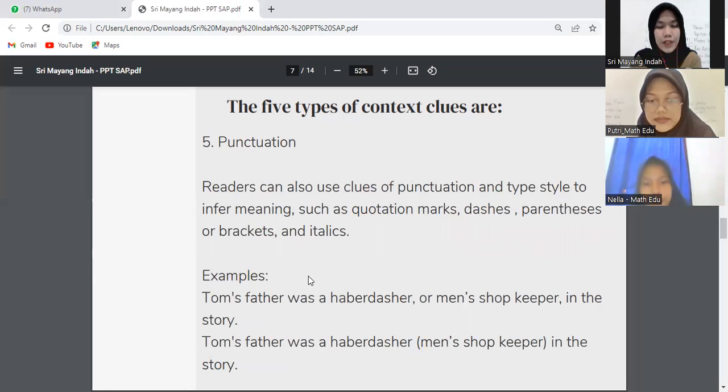Readers can also use clues of punctuation and type style to infer meaning, such as quotation marks, dashes, parentheses or brackets, and italics. For example, Tom's father was a haberdasher, or men's shopkeeper, in the story. And the other example is Tom's father was a haberdasher, or men's shopkeeper, in the story.